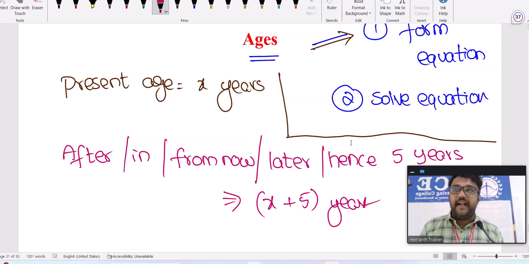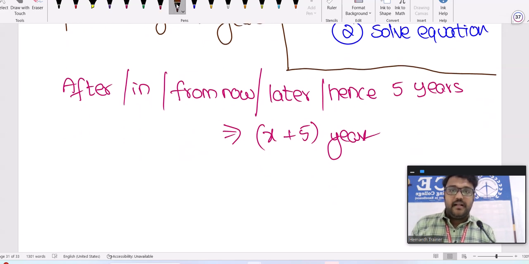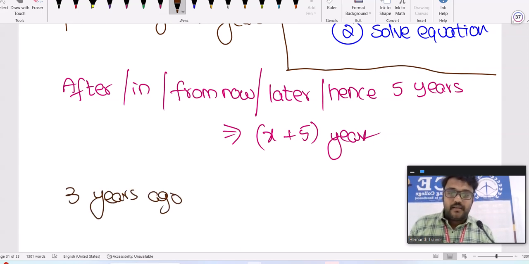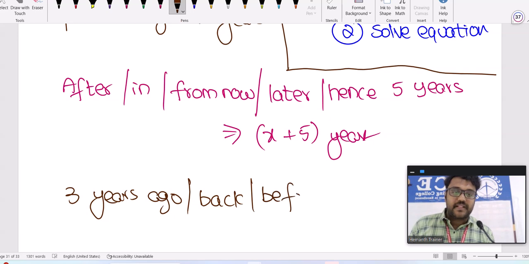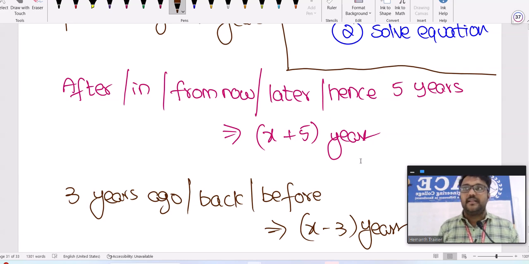In every question you can find these words. Or they'll say 3 years ago, 3 years back, 3 years before. Then your age will be x minus 3. Present age is x, so 3 years ago, 3 years back, or 3 years before means x minus 3 is what you should consider.